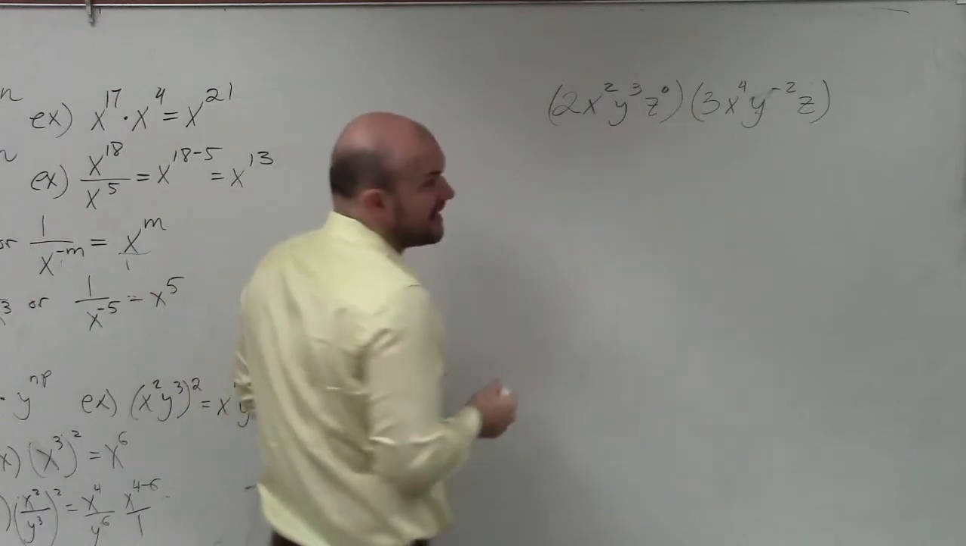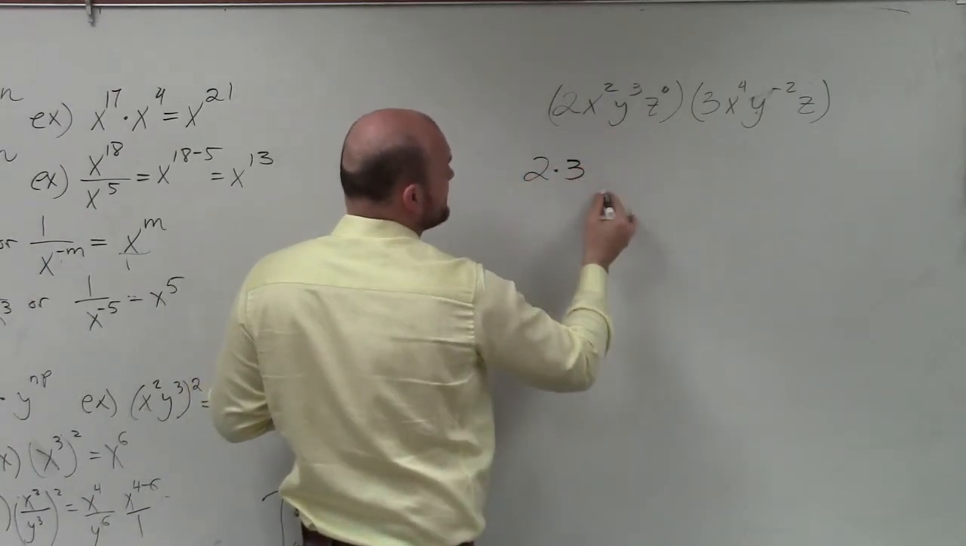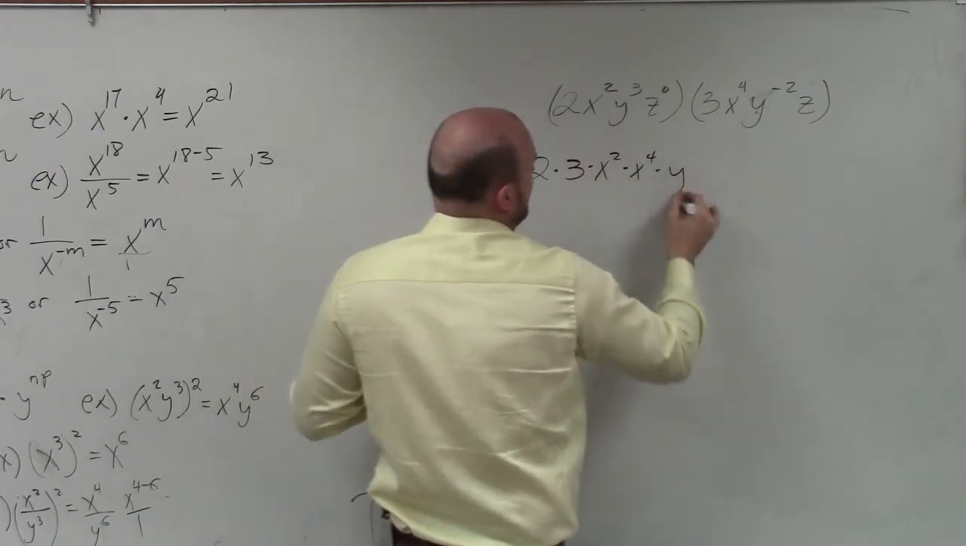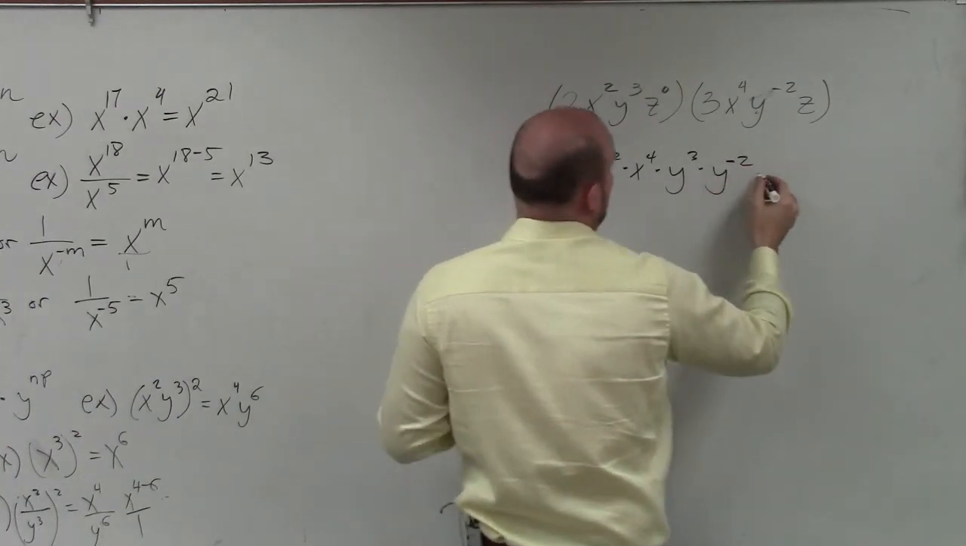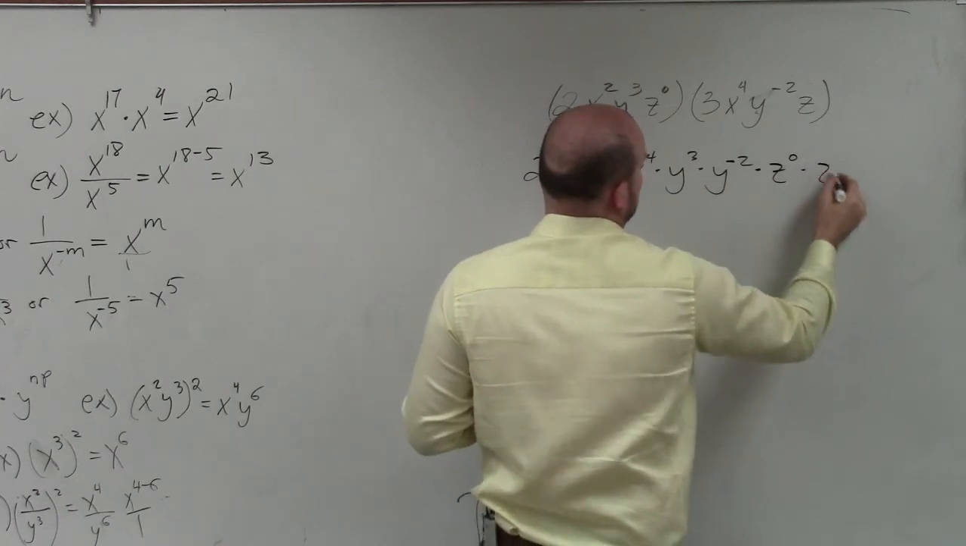So 2 and 3 are not exponents. Well, we can write them as exponents, but we can just multiply those. So it would be 2 times 3. Then I'm going to multiply the x squared times x to the 4th, y cubed times y to the negative 2nd, and then times z to the 0 power times z.